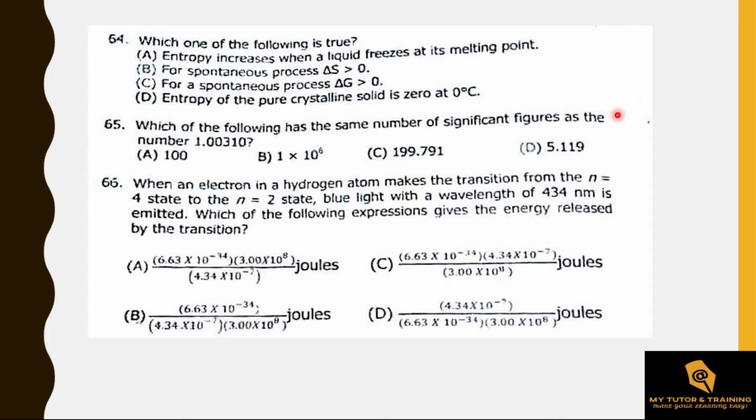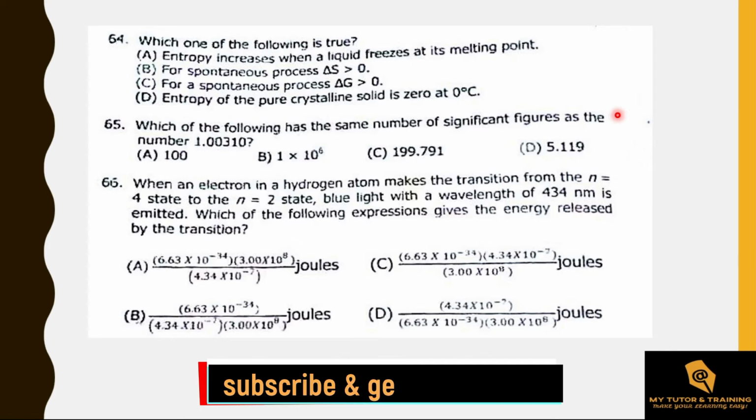That's correct. So for question number 66, the correct answer is what? The correct answer is A. Planck's constant times speed of light over lambda, which is the wavelength of this light.